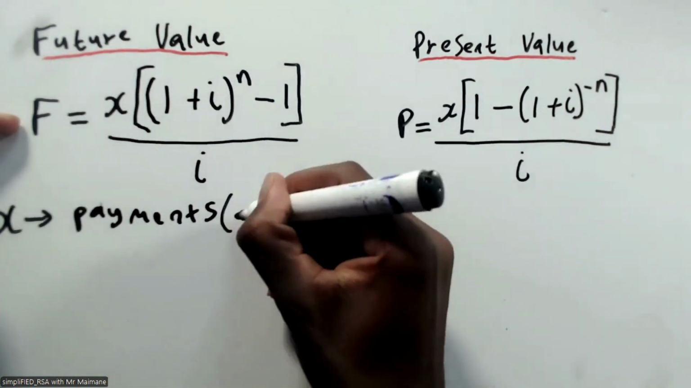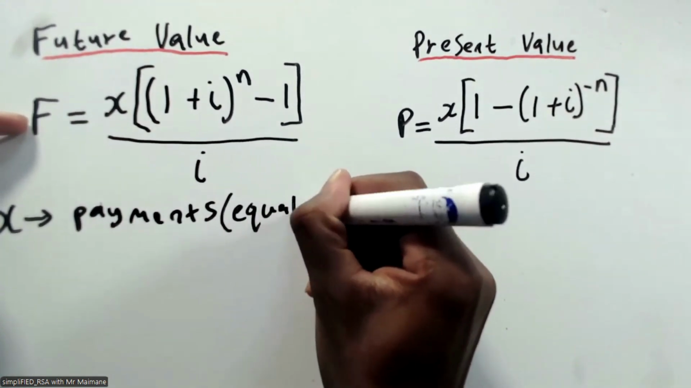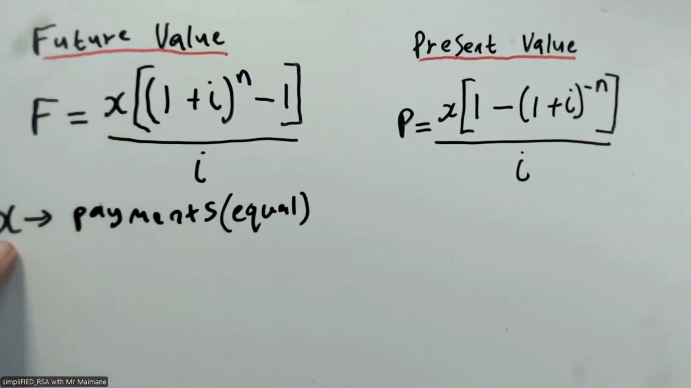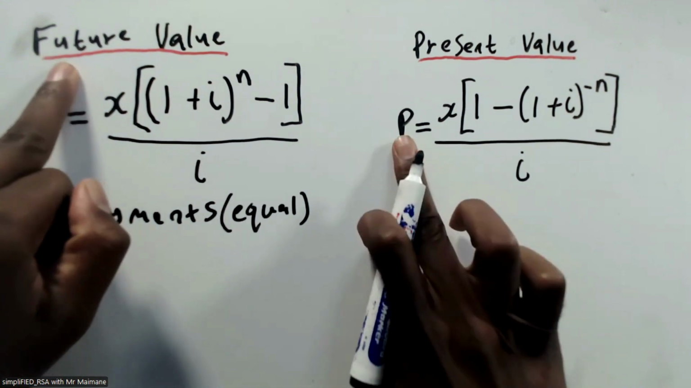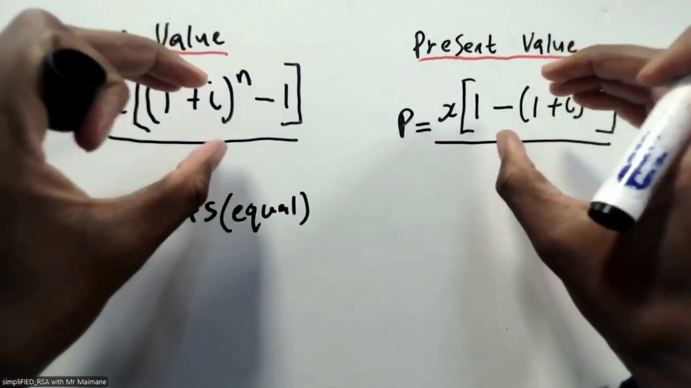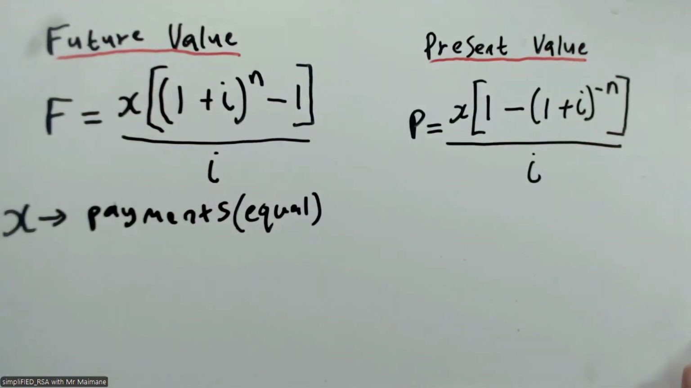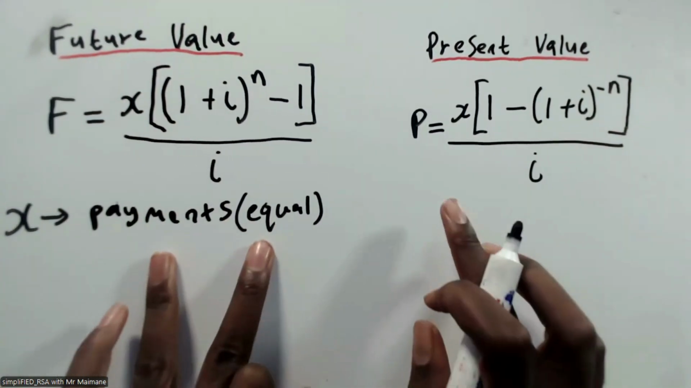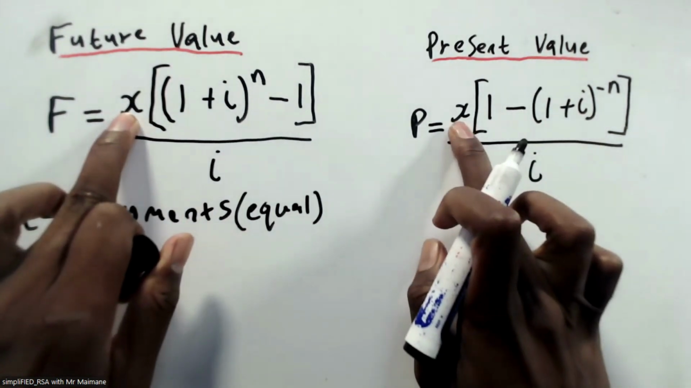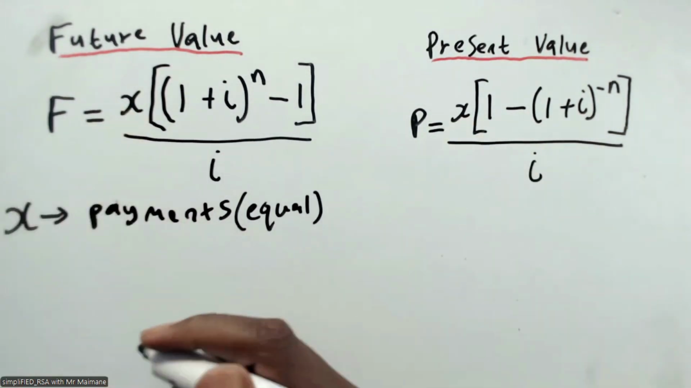Equal payments, they must be equal. So X denotes the payments, F being the future value, P being the present value. Whatever variables we have on the left-hand side are common. But for both formulas, X stands for the payment. So this X, or this X, represents the payments.